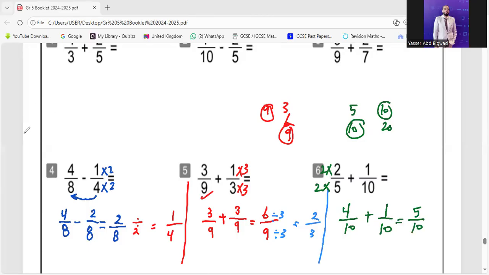We can divide by 5, divided by 5. We get 5 divided by 5 is 1. 10 divided by 5 is 2. And here is our lesson about adding and subtracting fractions.